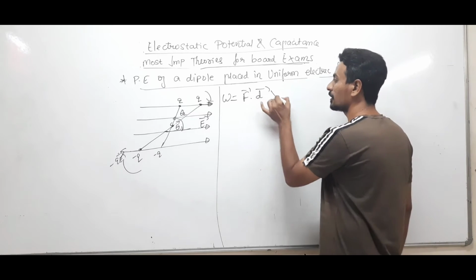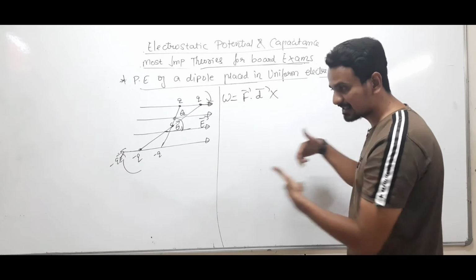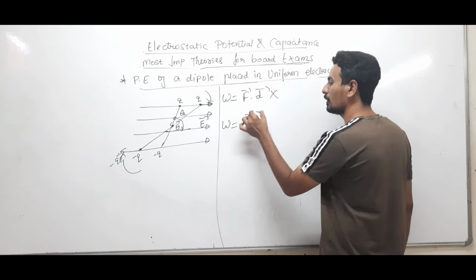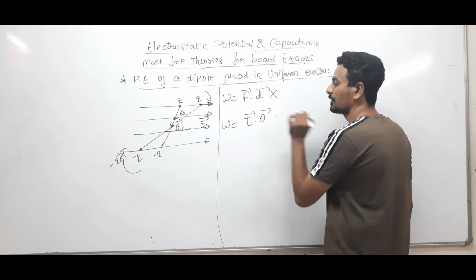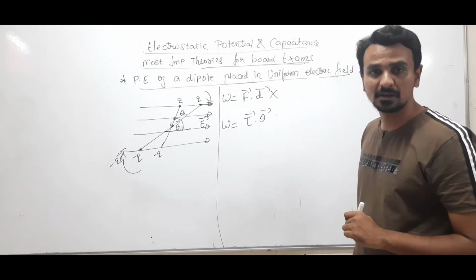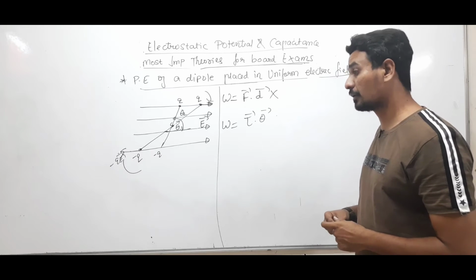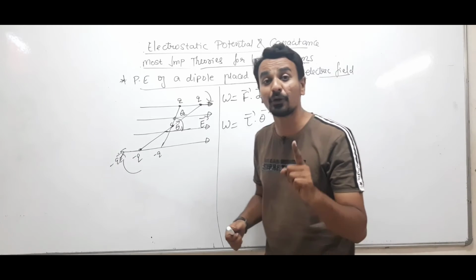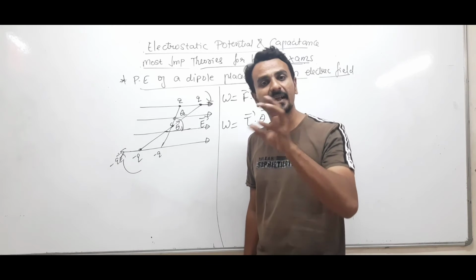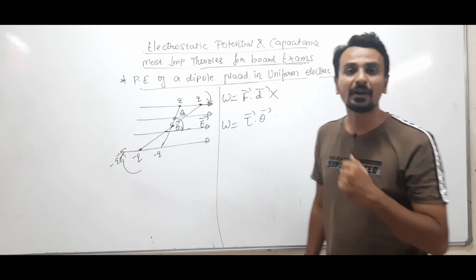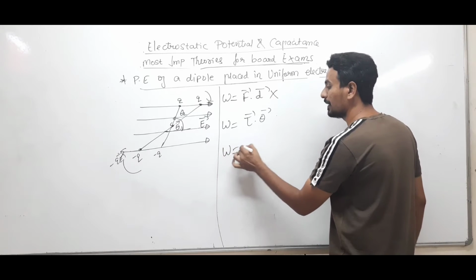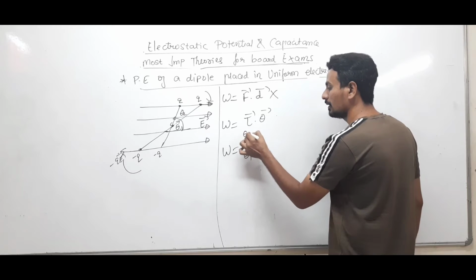Here the dipole is not having any kind of linear or translational motion. So we'll go for tau into theta. But one thing is sure, you can use this formula only if torque is constant. In our case, torque is not constant because torque acting on a dipole depends on the angle, P E sin theta, and as theta is changing, torque will also change. So work done can be calculated by integration.